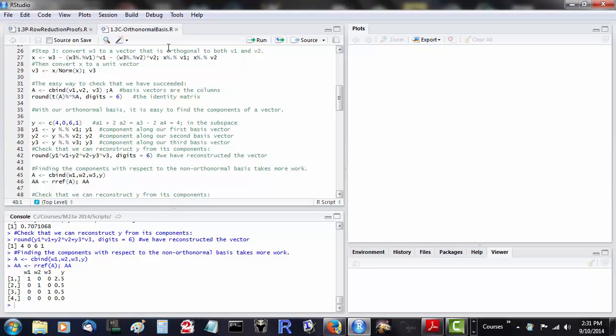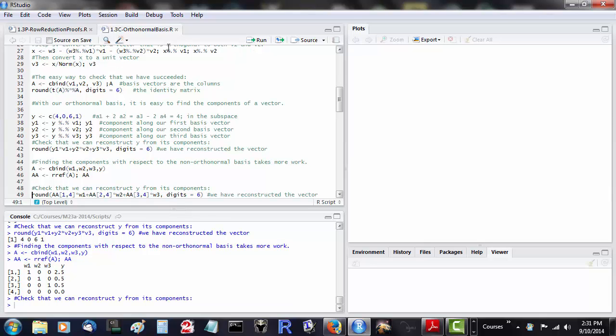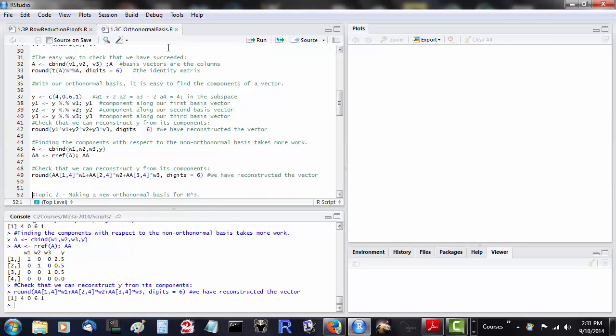The coefficients are in the last column, and if I use AA1, 4, which is 2.5, and so on, as my three coefficients, I discover that yet again I have reconstructed the vector y. So given any basis for this subspace, we can calculate the components of a given vector relative to that basis. The advantage of an orthonormal basis is that we can do this one vector at a time. And when in a later course you get into the theory of Fourier series, you will discover that this property is extremely important.